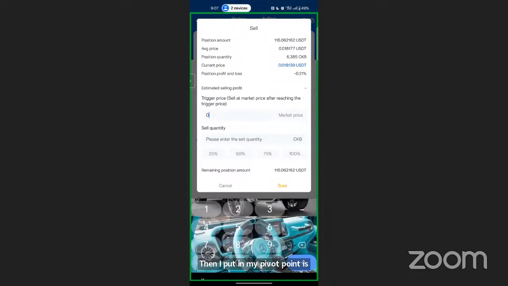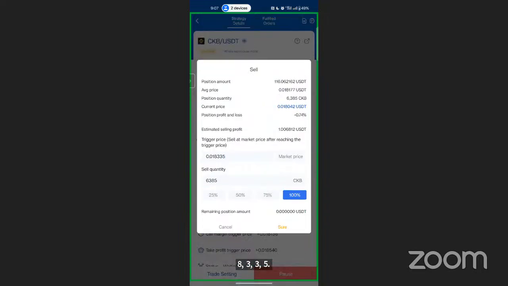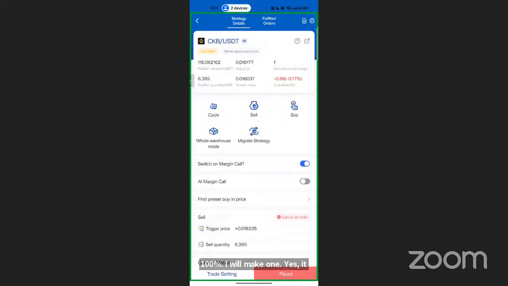I write it very well: 0.01835, 100%. I will make $1. Yes, it is enough. Then I tap sure. Once it now went down, it went back below my pivot point.